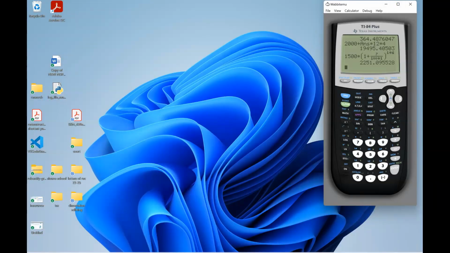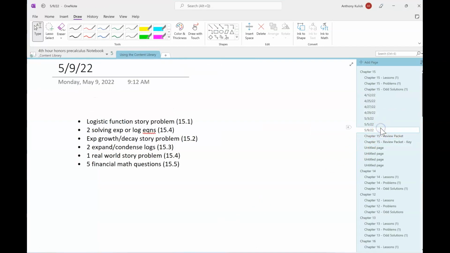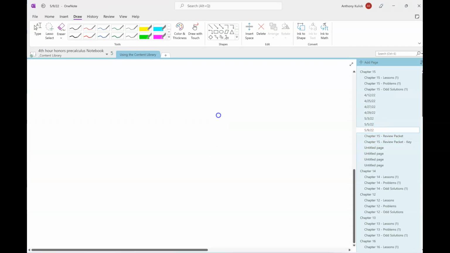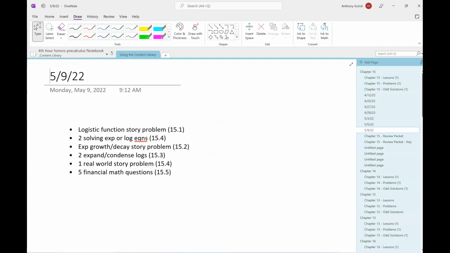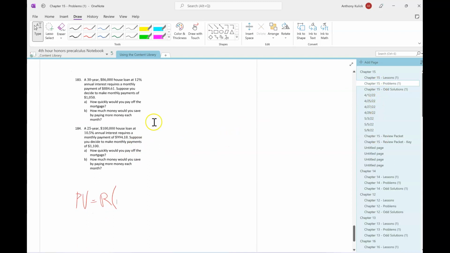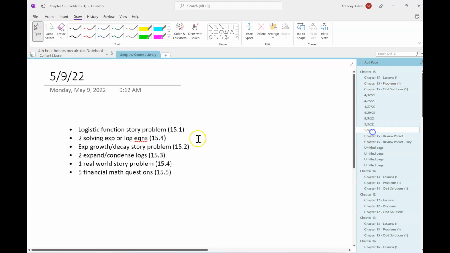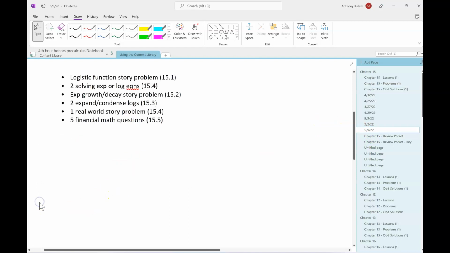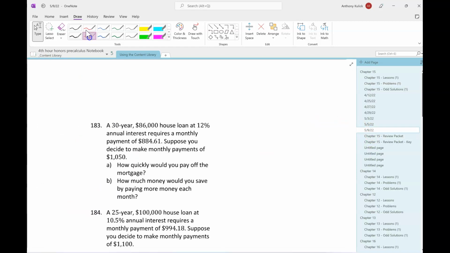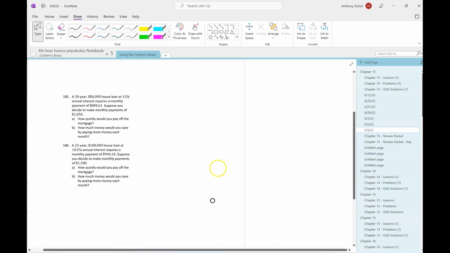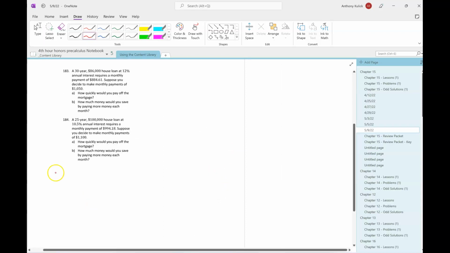Oh boy, wrong button. Where did my thing go? Oh, was I doing it on the sheet? Oh, that's a stellar idea, Mr. Kulik. All right. So we're doing Jeepers Creepers.